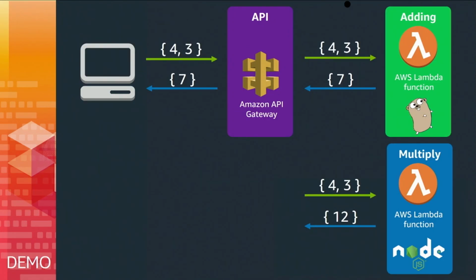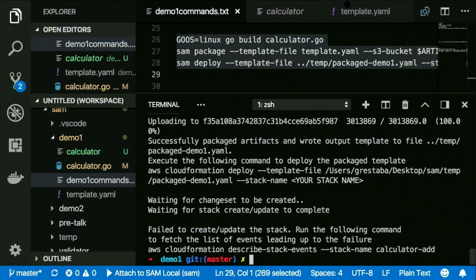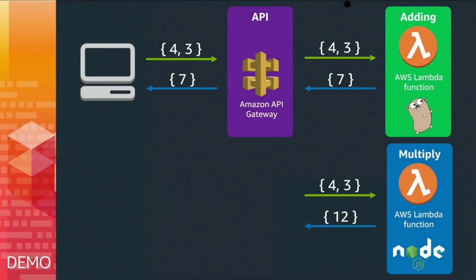So let's go for a second demo. In the second demo, we learned that our users don't want to be adding anymore. They want to be multiplying. Who would have thought that? So what we're going to do is author a new function, this time written in Node. We're going to deploy it side by side with our application. I'm going to be using the SAM CLI in order to author, test, and debug the application.